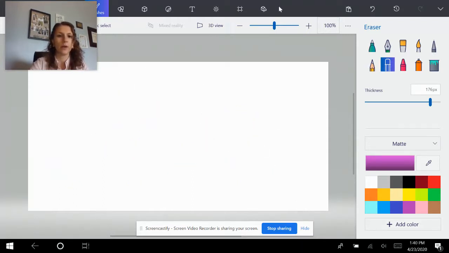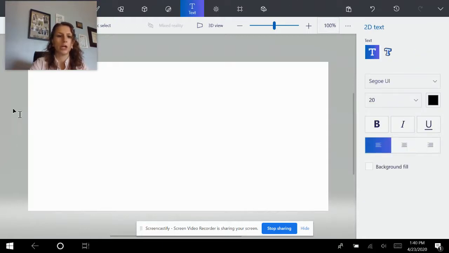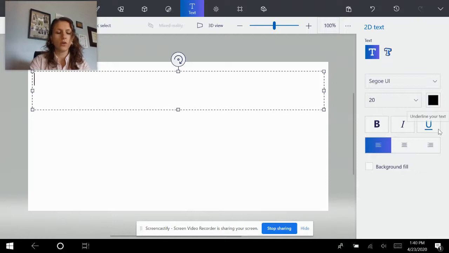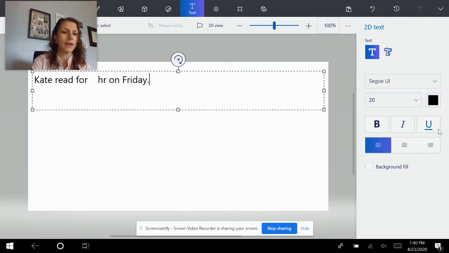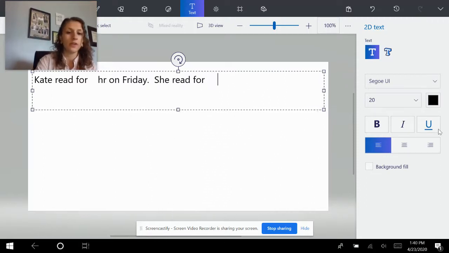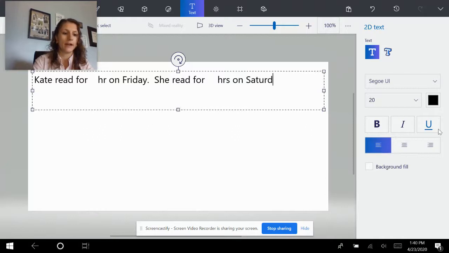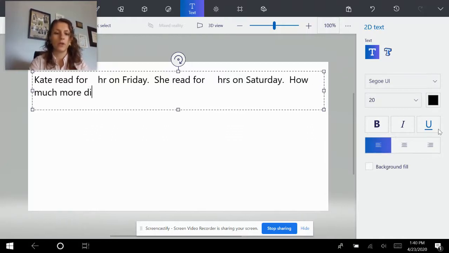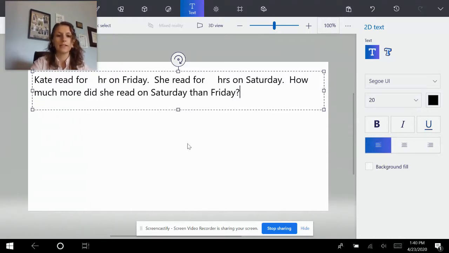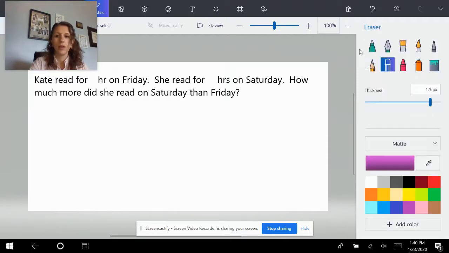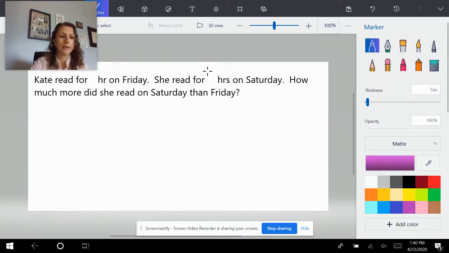Like I said, I'll fill in our fractions with our marker in just a moment. All right, so Kate read for 2/3 of an hour on Friday. She read for 1 1/3 hours on Saturday. How much more did she read on Saturday than Friday? I can tell that this is a comparison problem. Let's draw our tape diagram to match. So it was 1 1/3 hours on Saturday, and it was 2/3 hour on Friday.